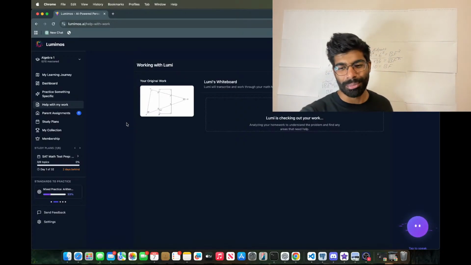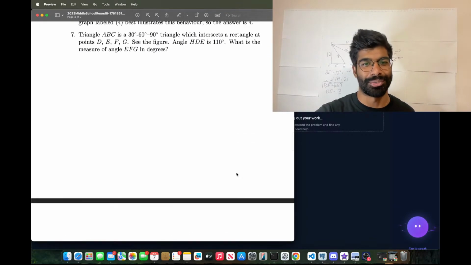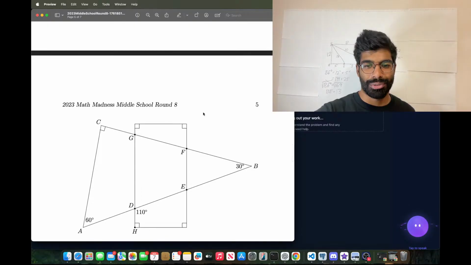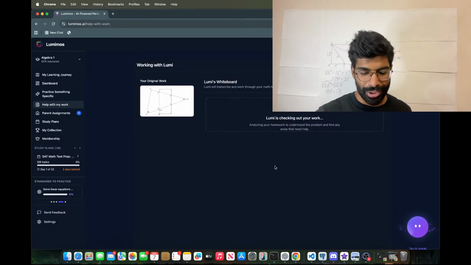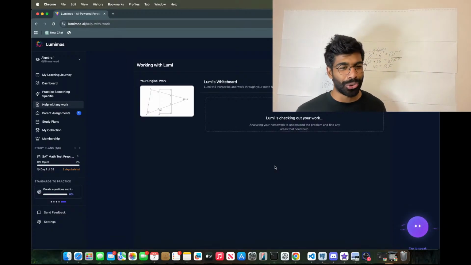I should also read the problem text here because I saw that the answer is 100, but I don't even know what the problem is. So what is the measure of angle EFG? So we're looking for EFG. So this one over here. Okay. Problem number two.